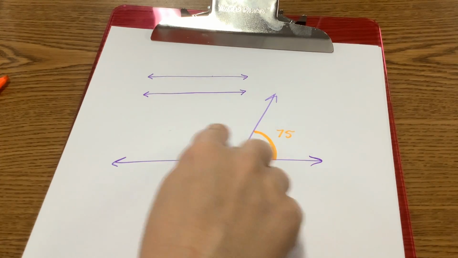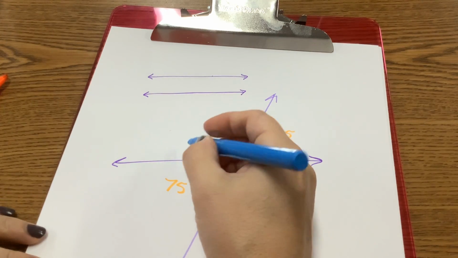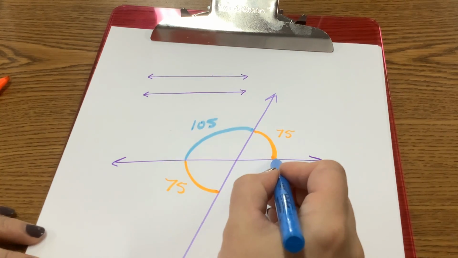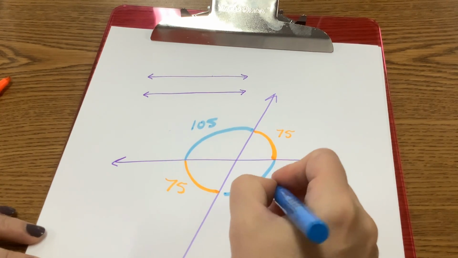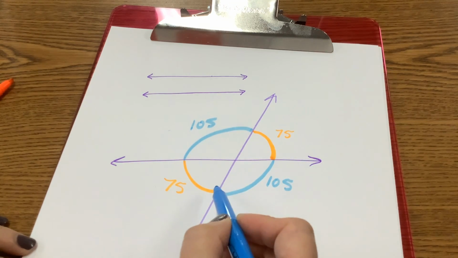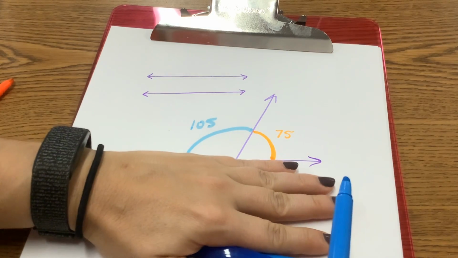All right, now, if this one's 75, what does this leftover one have to be? 105. So that means that this is 105. And what does that mean about across from it? It's also 105. And notice that altogether it's a full rotation, which is 360. And we did check that 105 and 75 is 180, right?